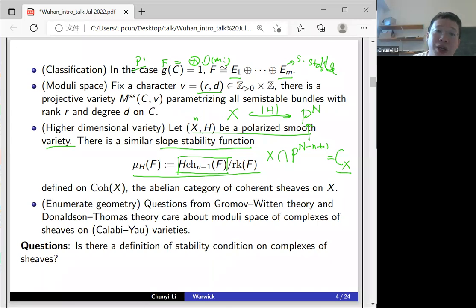So the natural question arises: is there a meaningful definition for stability on those more general objects, namely the complexes of sheaves? So that's the first motivation for stability conditions.